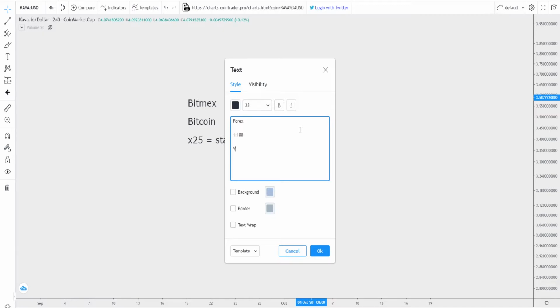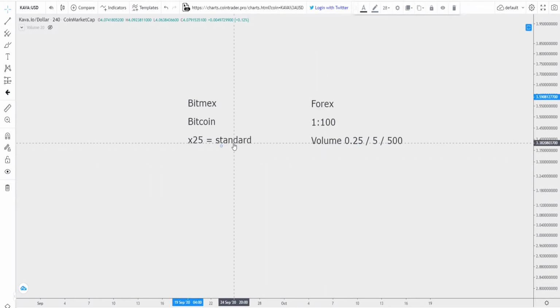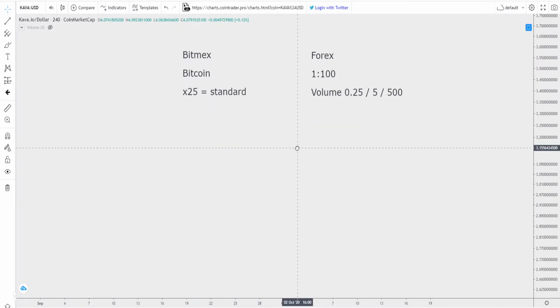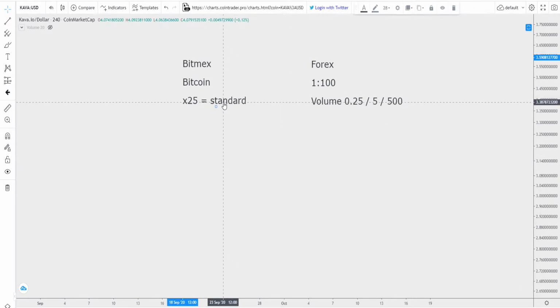And then you have your volume, which is the size of your trade, how much money you are going to put on your trade. So for example, 0.25 or 5 or 500, okay? So for this scenario right here, let's start with BitMEX.